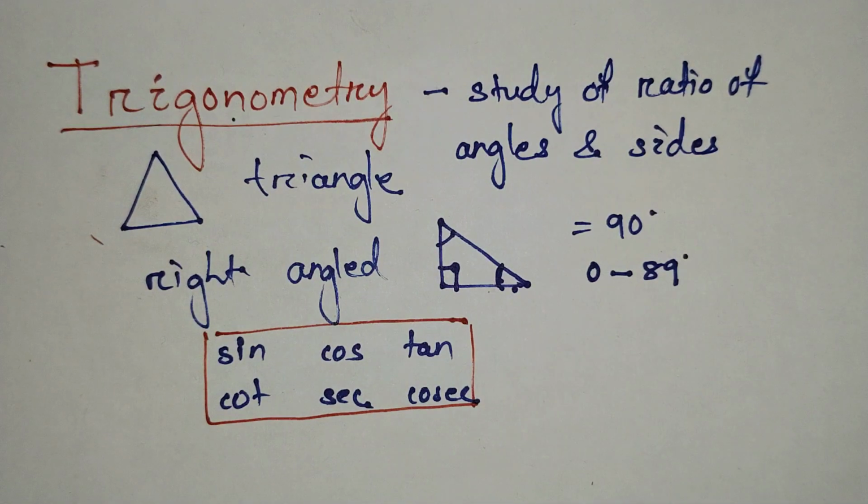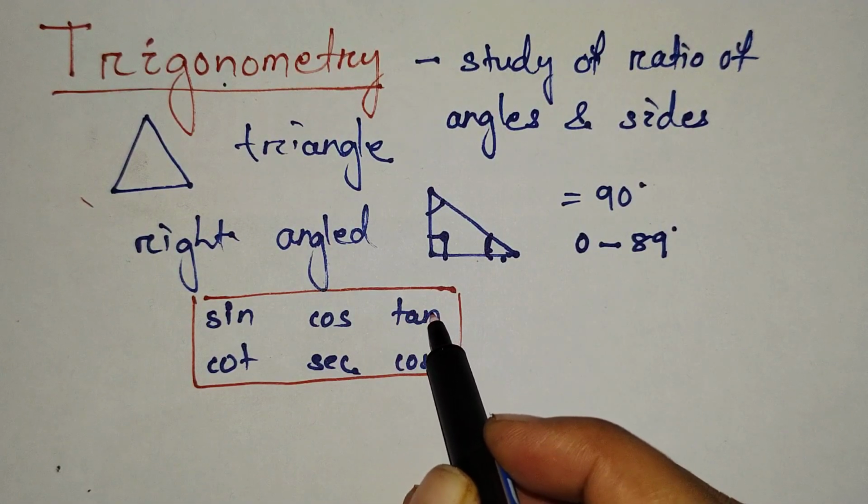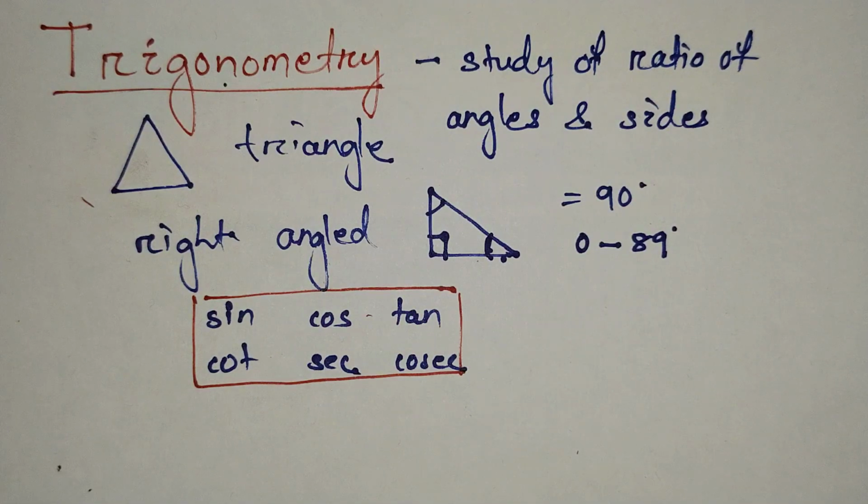Meaning, for 0 degree, what is the value of sin 0? What is the value of cos 0 degree, tan 0 degree, sin 30 degree, cos 30 degree, tan 30 degree, etc.? So first of all, let's know the ratio of which two sides. A ratio is derived between two elements. So there are 3 sides.